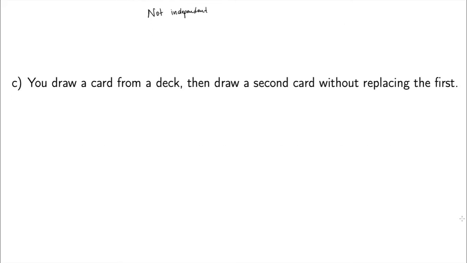The next one: if you draw a card from a deck and then draw a second card without replacing the first, are the 2 outcomes of these cards independent or not? Well, if we draw a card from the deck and then draw a second card without replacing the first, that means we know our second card can't be what the first is. And so certainly the outcome of the second card is going to be influenced by what the outcome of the first was. And so these are not independent.